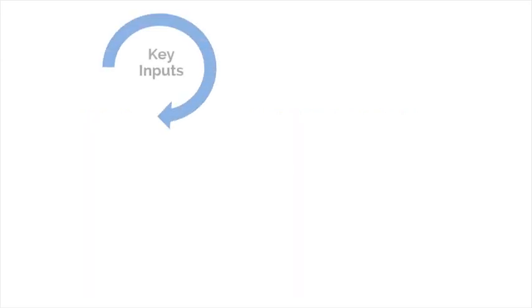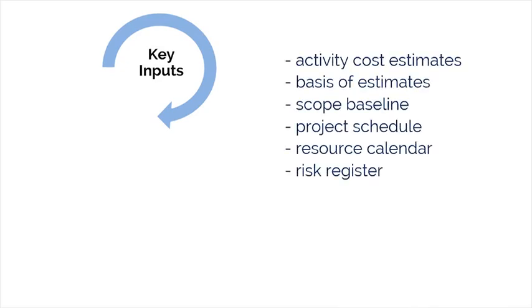Some of the key inputs for the determine budget process are as follows. Scope baseline, which includes the project scope statement, the WBS, and the WBS dictionary. Activity cost estimates are a key input in this process. The budget is really the aggregation of all the activity cost estimates. The more accurate we can be with the estimates, the more accurate the budget estimation will be.